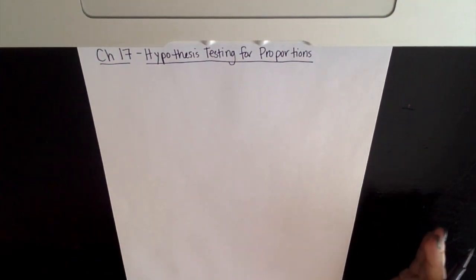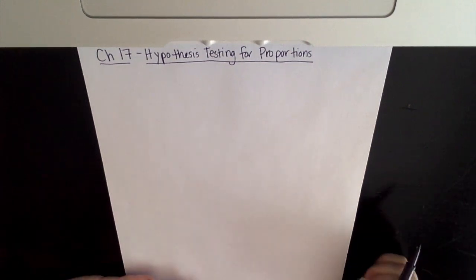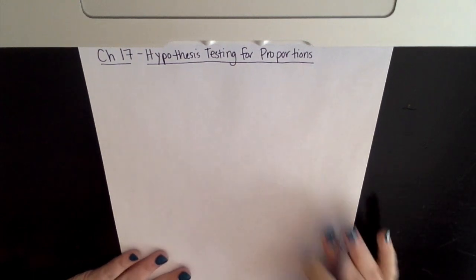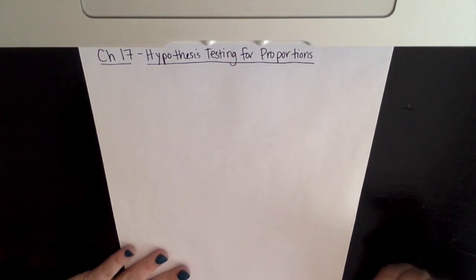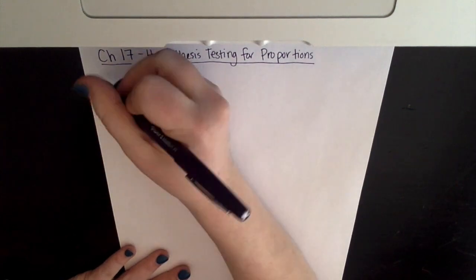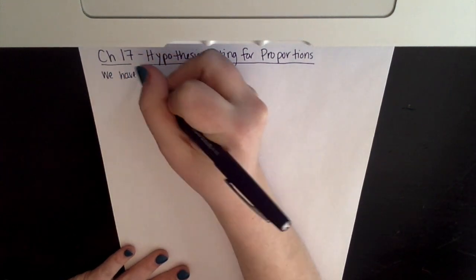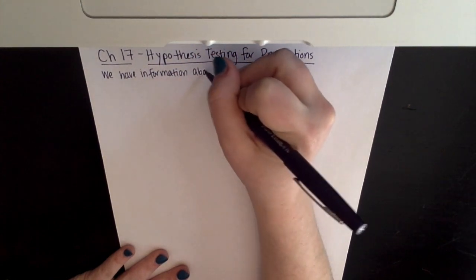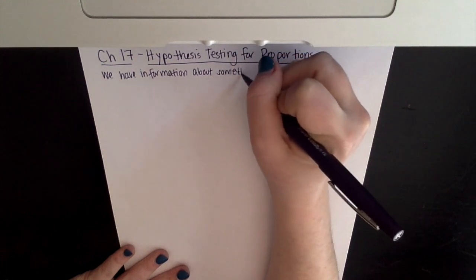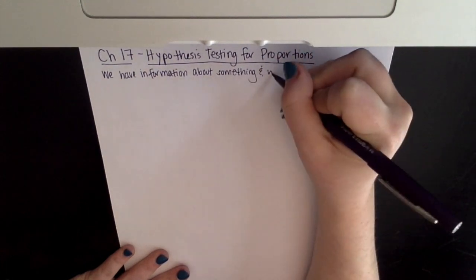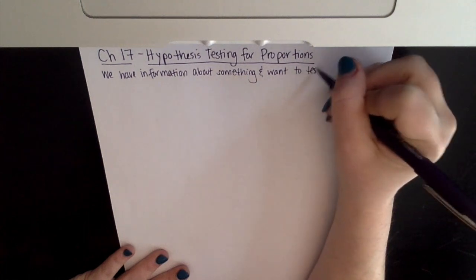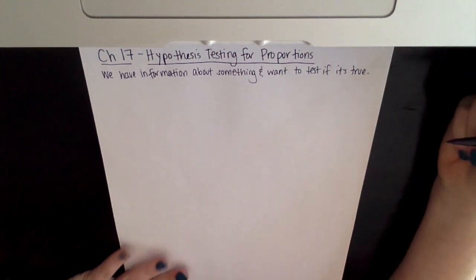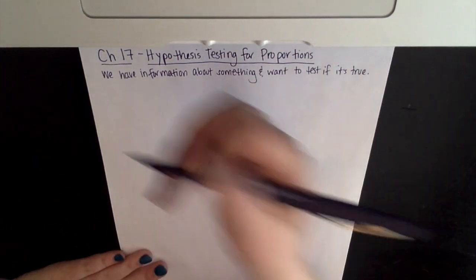I feel like people tend to think hypothesis testing is a tricky part of Unit 3. However, the general idea is that we have information about something and we really want to test if it's true. That's the general idea about a hypothesis test.